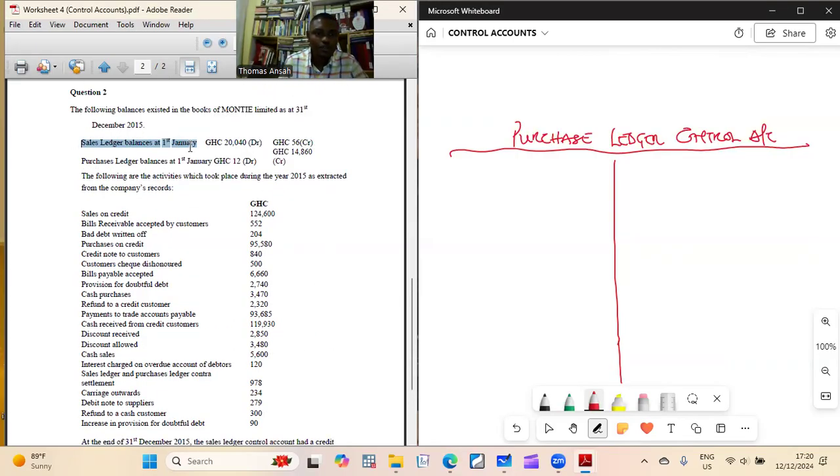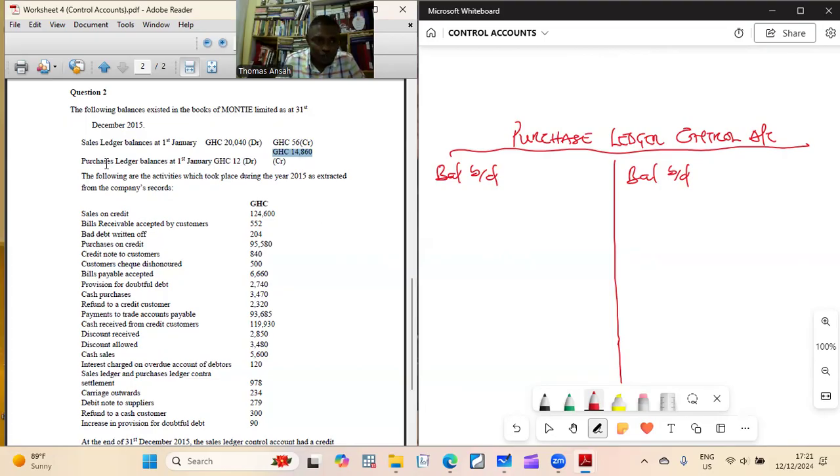Sales ledger balances on 1st January is this, and they've written debit to it, and this one is supposed to be on the credit side. But one thing you can know for sure is that even with the opening balances, when you look at the sales ledger control account, the bigger one will always be at the debit side. And this one too, the bigger one. Where is our figure? The figure is missing. I guess this is it. So you definitely know that the bigger one.